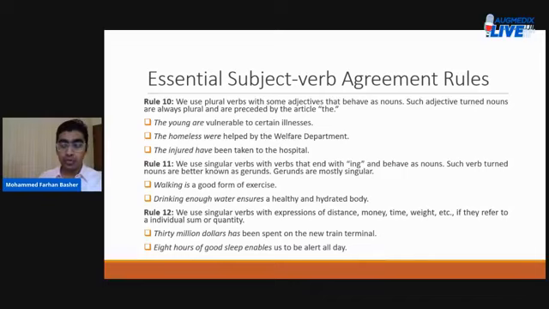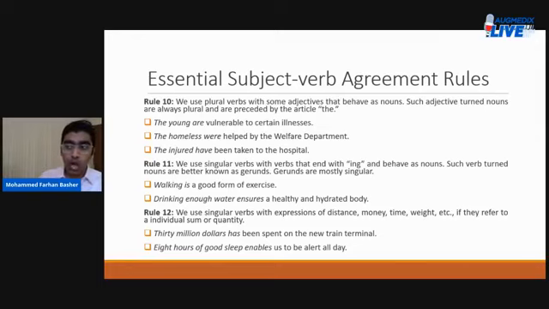The young are vulnerable to certain illnesses. So here you have the adjective young. So young is, of course, an adjective, but when you say the young, and you're turning this adjective into a noun, this noun is becoming a plural noun. So you say the young, right? The young are vulnerable to certain illnesses. Since the noun has become plural, therefore, the verb that follows must be in its plural form as well. So we say the young are vulnerable to certain illnesses.